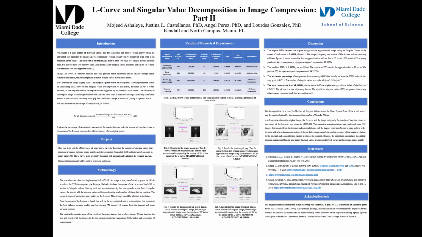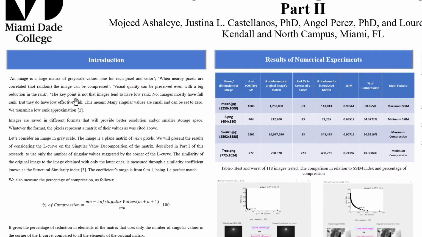And the second part of this research project focuses on the usage of L-curve and singular value decomposition in image compression. And the reason why images are used is because the pixels in images can easily represent the matrix values that are present within images. And another reason why images are used is because the visual quality of an image can be easily preserved no matter the magnitude of reduction in singular values or data. Another reason why is because no matter what format an image is saved in, the pixels in the image will always represent the matrix of their values, as stated before.